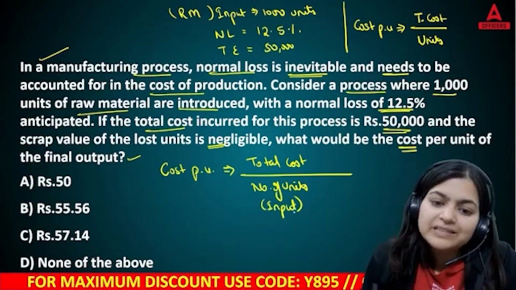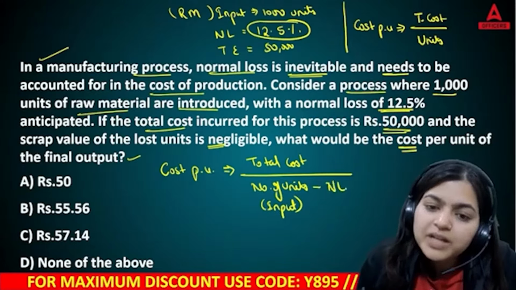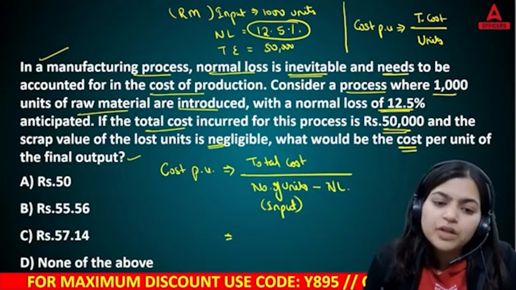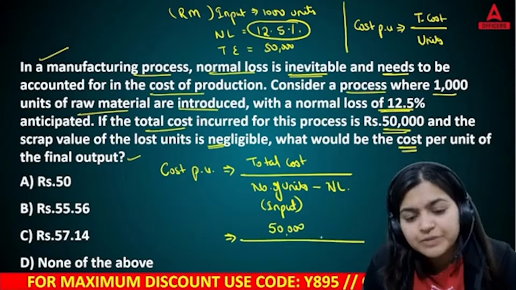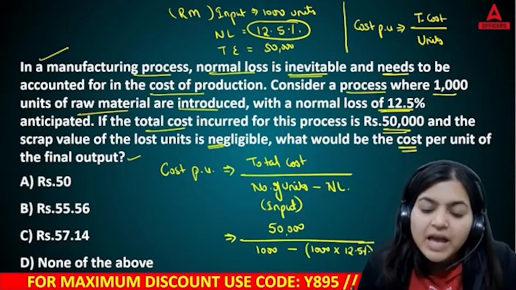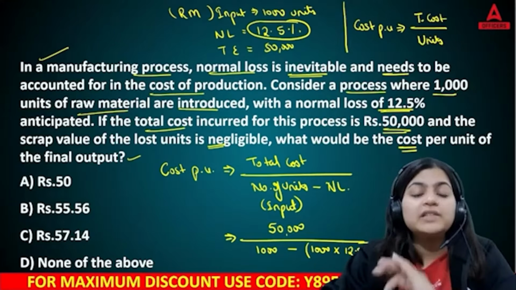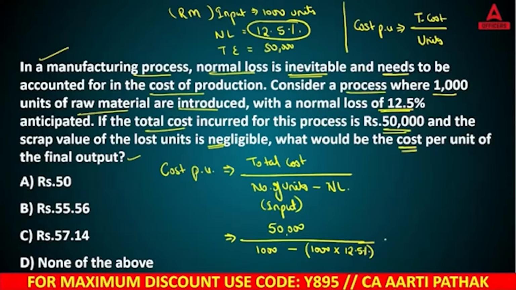But remember one thing, here we have a normal loss also. So you need to subtract this normal loss. So total cost is equal to 50,000 divided by number of units, that is equal to 1000 minus 1000 into 12.5%. And this normal loss means you cannot eliminate this cost, it is inherent in nature. So this is what normal loss means. So what is the answer here?